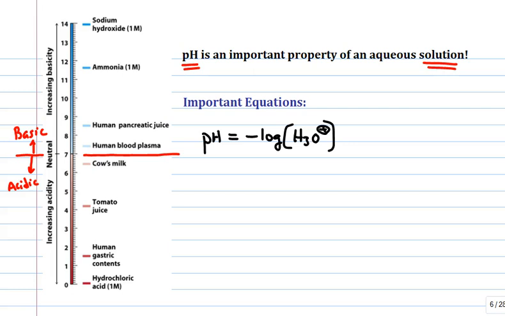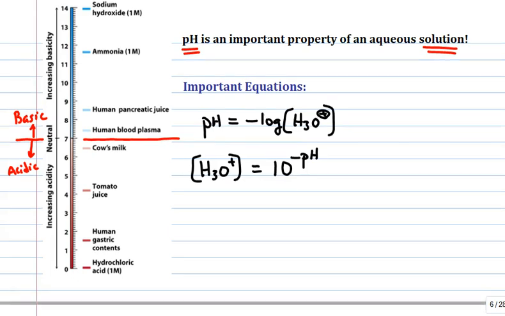Also, if you know the hydroxide ion concentration of a solution, you can calculate the hydronium ion concentration by the ion product of water equation. And then once you have the hydronium ion concentration, you can calculate pH. We can kind of go the other way. The hydronium ion concentration is 10 to the minus pH. So if you know the pH of the solution, then you can calculate specifically what the hydronium ion concentration is.